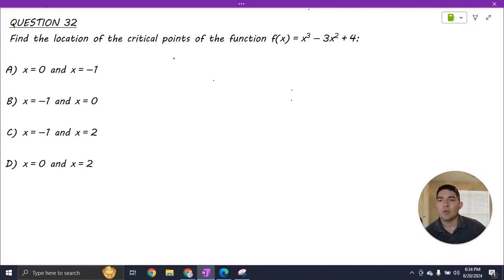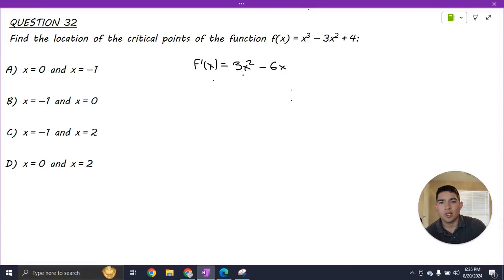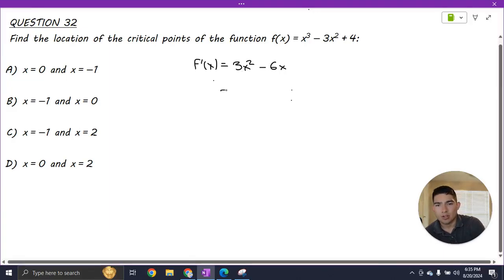For this first problem, we need to find the location of the critical points of the function that we were given. If you don't remember what the critical points are from calculus, I can give you a reminder. The critical points of a function are the locations where the derivative is equal to 0. So let's find the derivative of this function as our first step. The derivative is going to be 3x squared minus 6x. Because we want to know where that is equal to 0 to find the critical points, we can just set it equal to 0 in an equation like this.